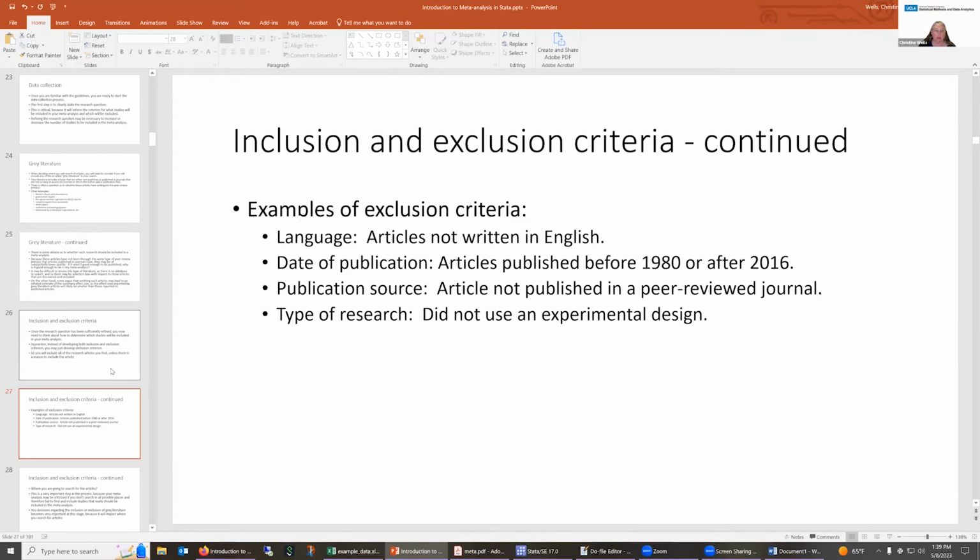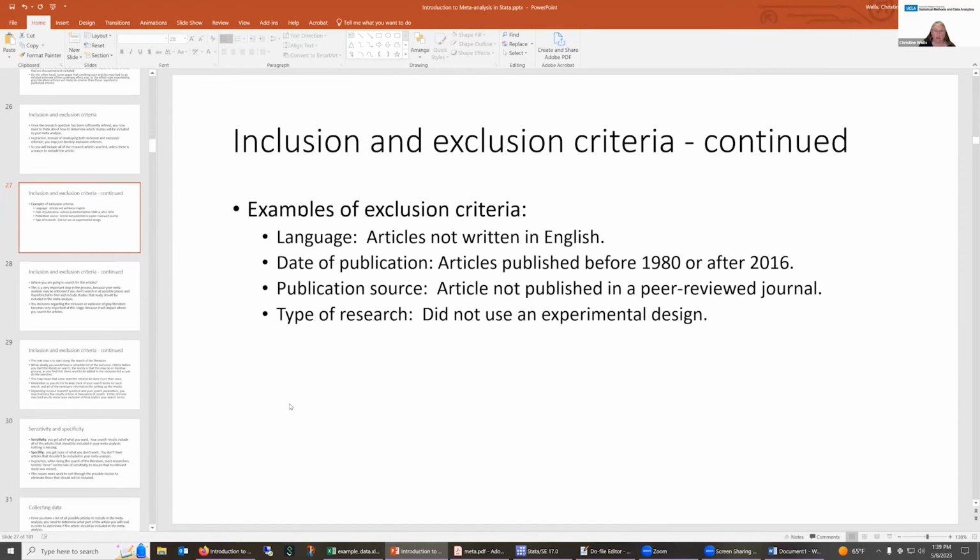So let's see here. Some examples of stuff that I have used in the past. Articles not written in English were excluded because I've never actually worked on a research team that had any member who could read anything other than English. That may be a limitation on our part. I don't know, but that's just been our reality. So we've only used stuff that was published in English.